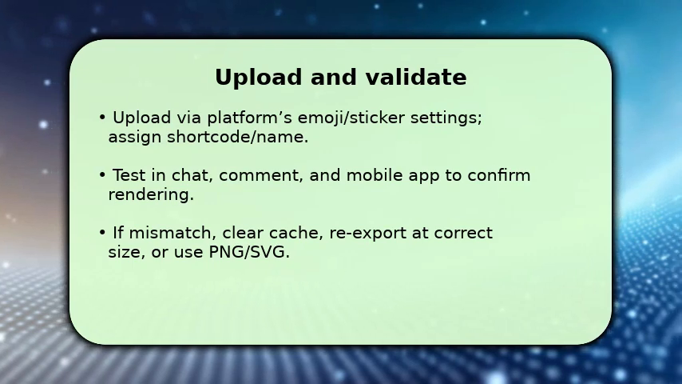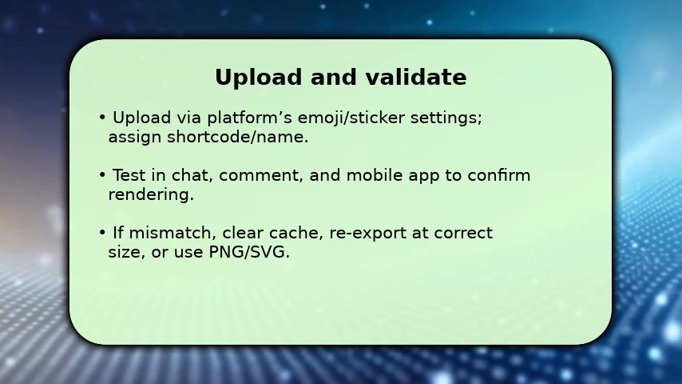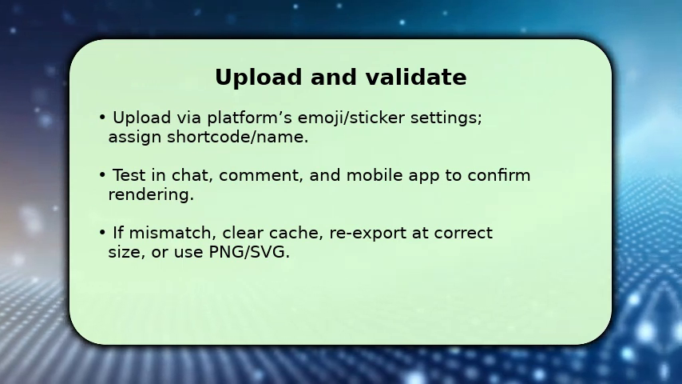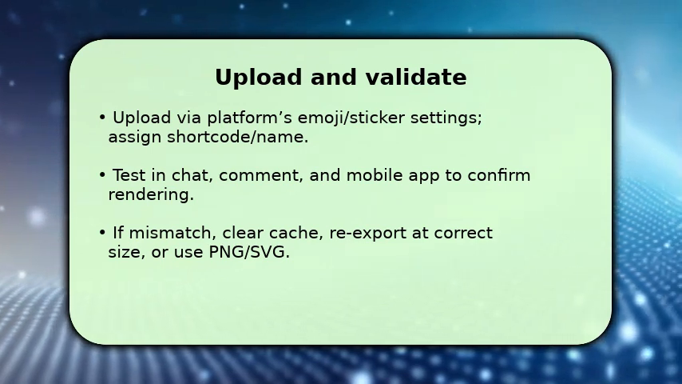Finally, upload and validate your YouTube logo emoji where you intend to use it. Go to the platform's custom emoji or sticker settings, give it a clear shortcode or name, then place it in a message and check in desktop and mobile clients.